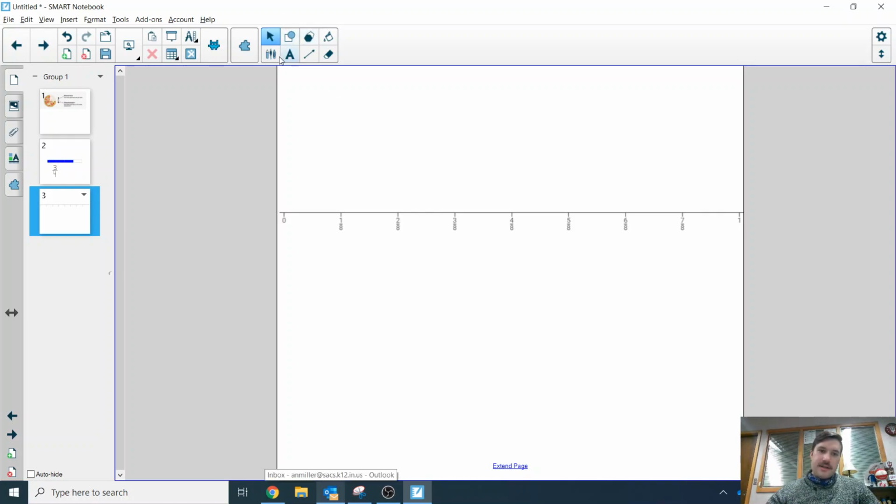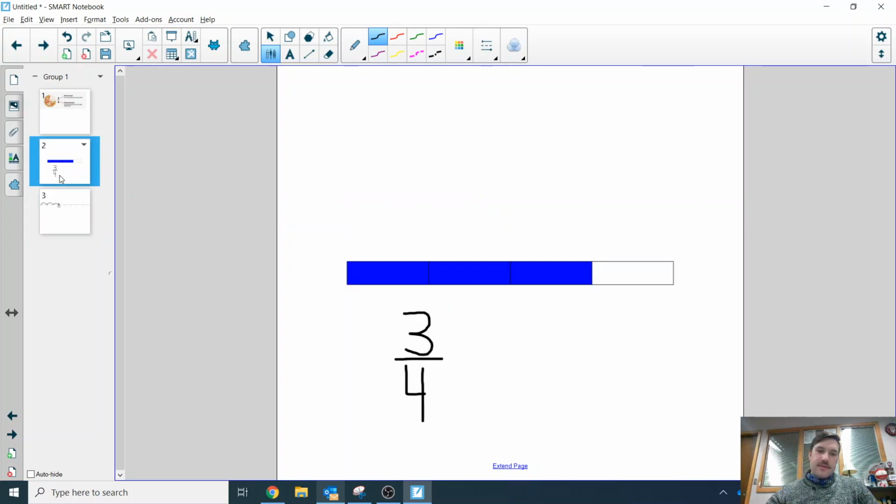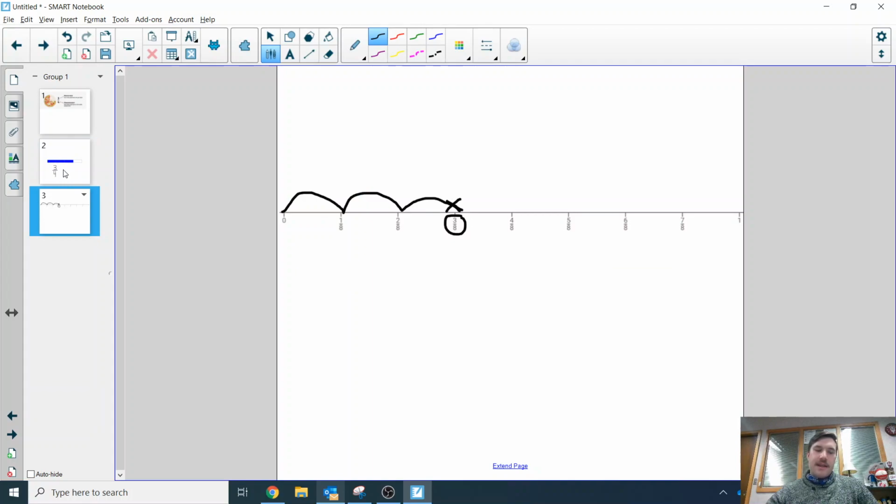So if I was right here, if I had some jumps here, okay, I have 3 out of a total 8. So my fraction would be 3/8. So you could use a number line, you could use fraction boxes, or in the mini lesson or in the activity, you're going to see some really cool fractions that don't use either of these.